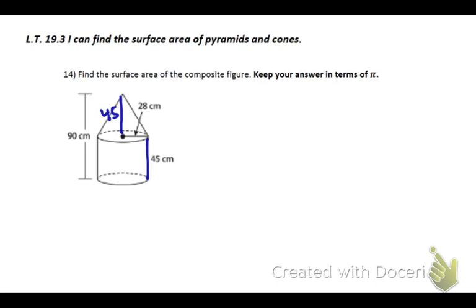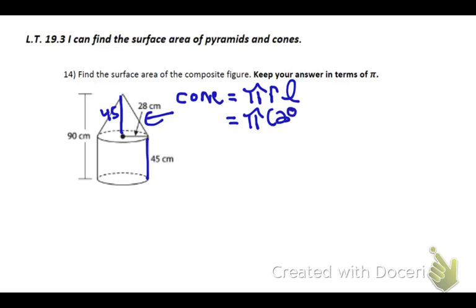Pi r L, right? So that's this one. So the cone is pi r L. So that would be pi. The r is listed as 28, and the slant height was given to us, or was it? Let's see. No, it wasn't. All right, so we've got to find the slant height.